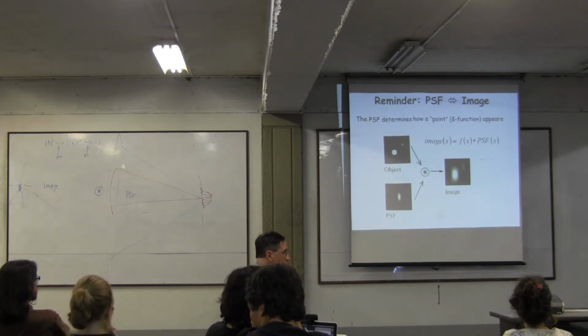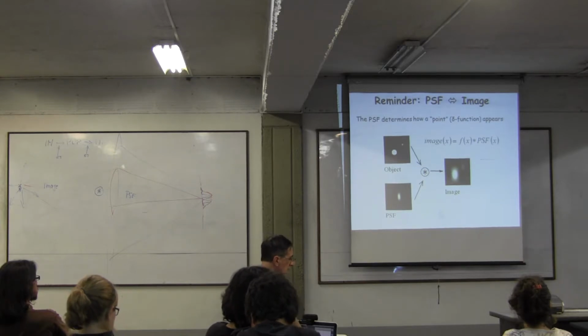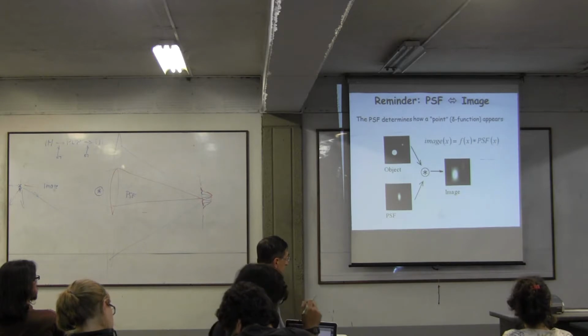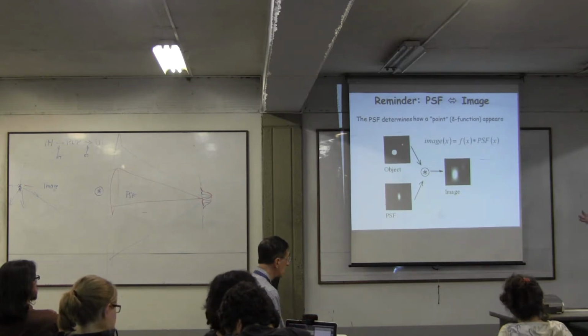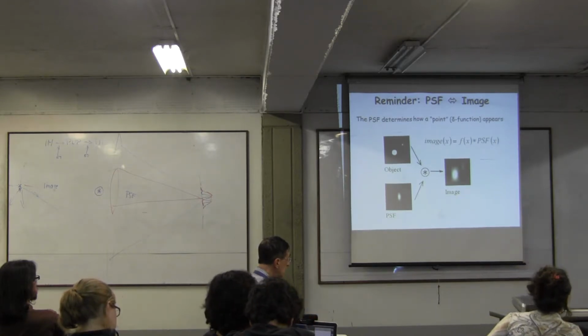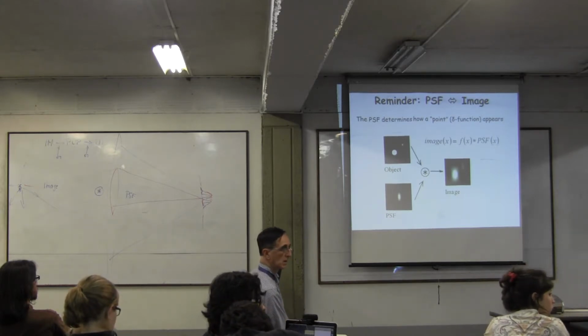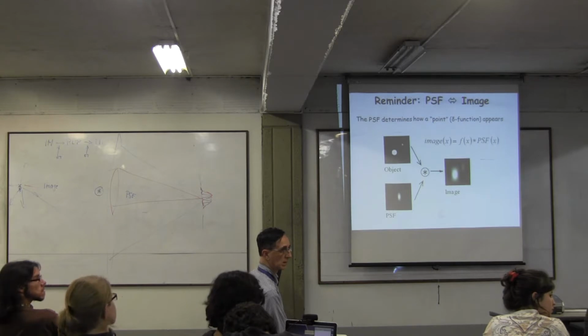The binary stars, of course, are very close together, and that means you have very high frequencies, which means you would need a big telescope. If you have a small telescope, you cannot resolve the binary stars. If you have a big telescope, you can resolve them. But the convolution is not going to ensure that you recover the original image.